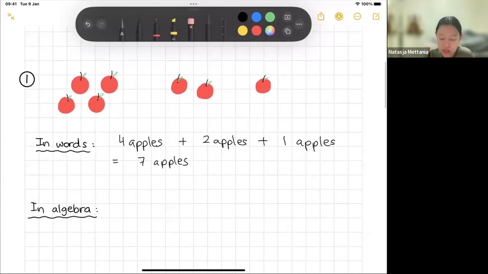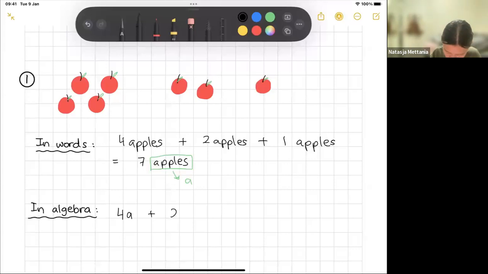Now, in algebra, what would happen is I like to shorten things down. Mathematicians really like to shorten things down because it makes it easier for us. And for the sake of it, we're just lazy. Yeah, that's basically the reason. So using the word sentence that we wrote in words at the top here, I'm going to say that apples should be represented by the letter A. Anytime I see apples, I'm going to represent it with the letter A. So to rewrite this worded sentence, I would write down 4A plus 2A plus 1A.